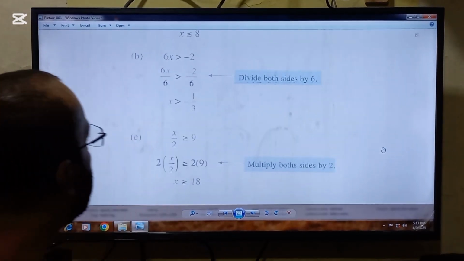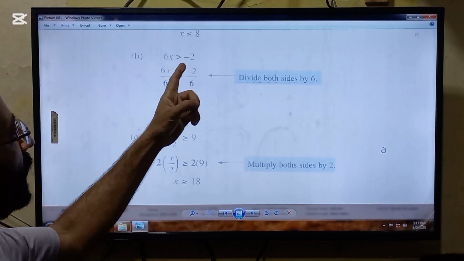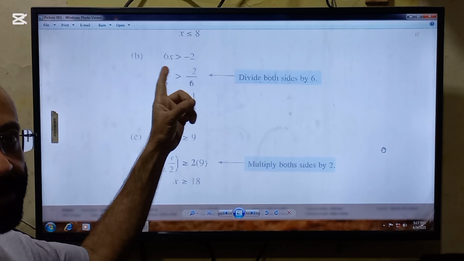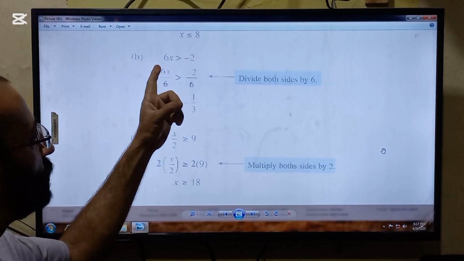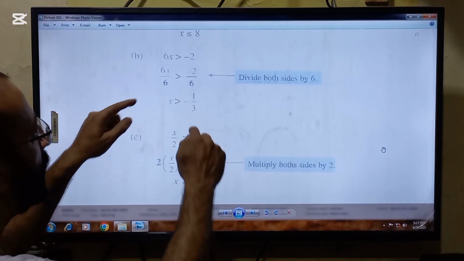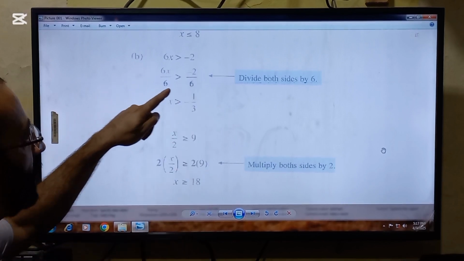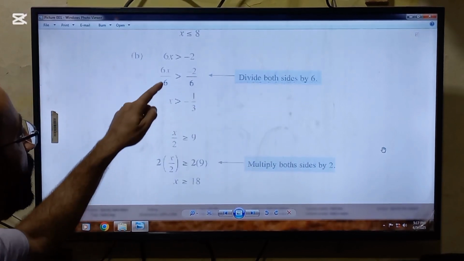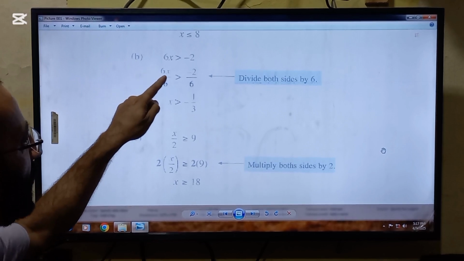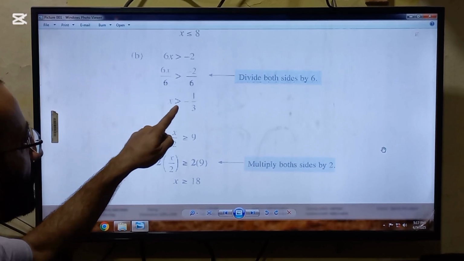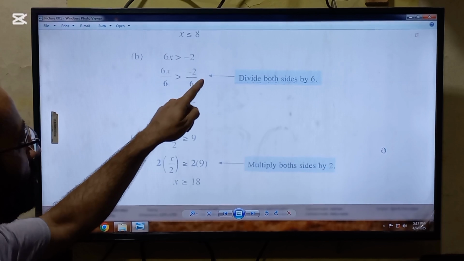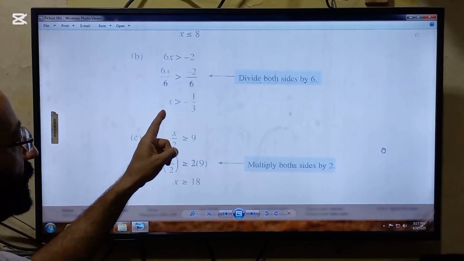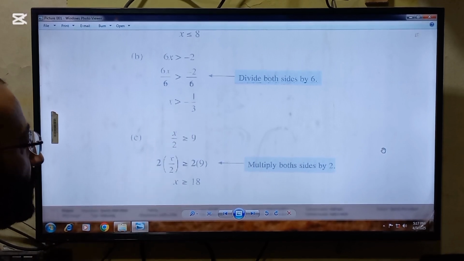Here is B part. B part is 6x greater than minus 2. So we do not want 6 with x, we want to eliminate this. To eliminate this, we should divide both sides by 6. This 6 will be cancelled by 6. There will remain x. This sign will remain as it is, and 2 1s are 2, 2 3s are 6. So here will be minus 1 by 3. So the answer is x is greater than minus 1 by 3.